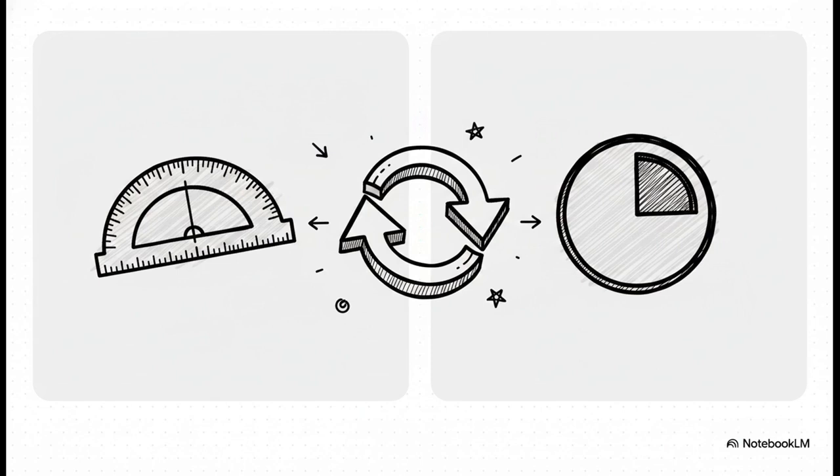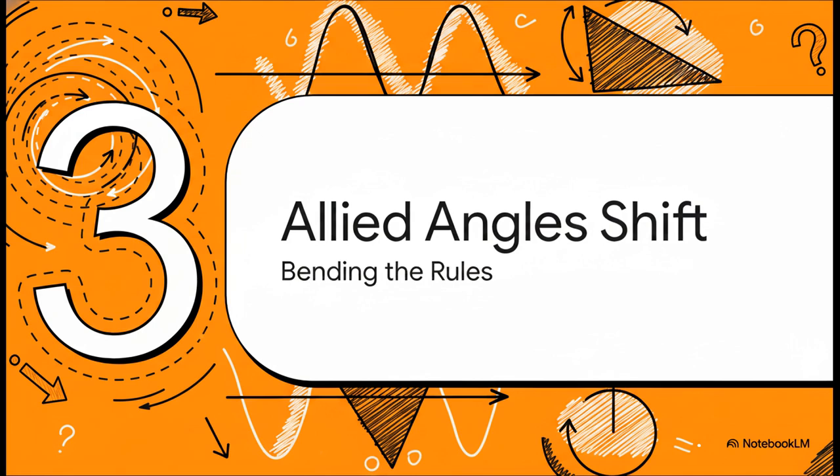Okay, before we leave the circle behind, let's look at how we actually measure it. We all use degrees day to day, but mathematicians absolutely love radians. And converting between them? It isn't some complex math. It's literally just flipping the pi over 180 ratio upside down. To get radians, you multiply by pi over 180. To get back to degrees, you just flip it to 180 over pi. Boom, done.